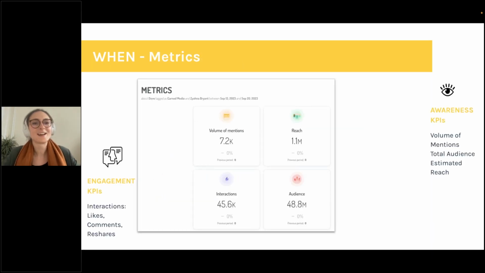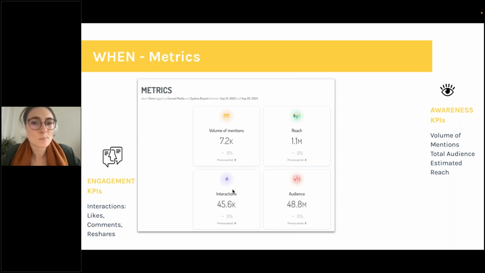Also in when, it's very important to keep an eye not only on the volume of mentions, but also on 3 other very important indicators that you are going to find here: the audience, the reach, and the level of interactions. Here we can see the mentions collected for this controversy. We have isolated only the earned media, so only what the public is saying about this controversy, and here we have the total values. At a glance, I can see these 4 awareness and engagement KPIs.